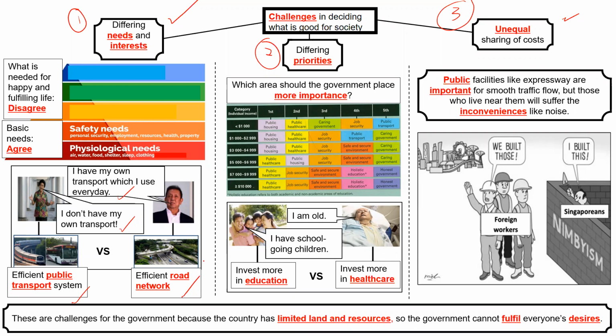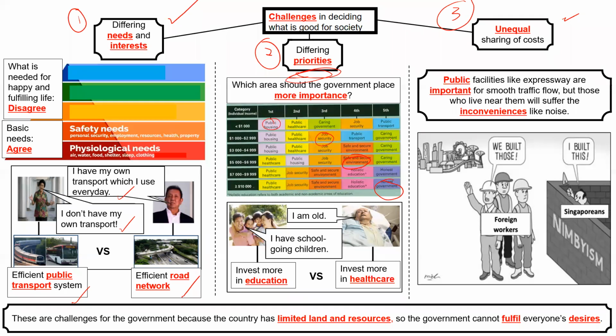All right. Now, the other challenge is priority. This point number 2 is a little bit similar to point number 1, but basically you can see some people think public housing is important. Some people think job security is important. Some people think a safe and secure environment is important. Some people think an honest government is important. So people have different ideas on what the government should be doing.